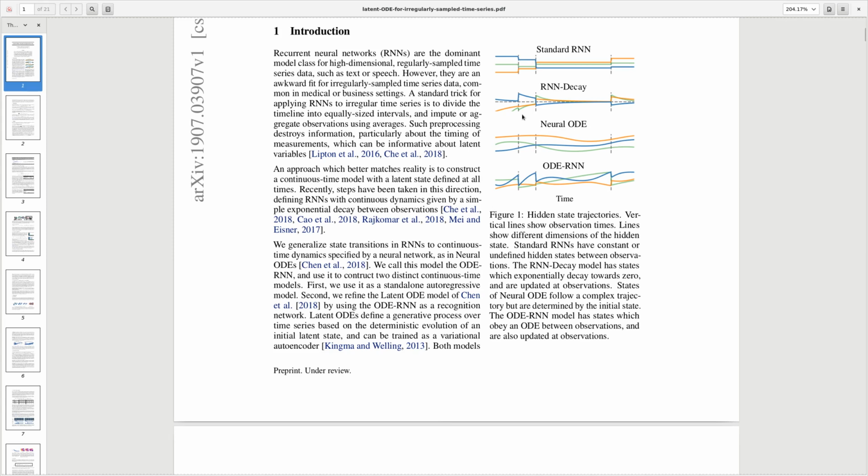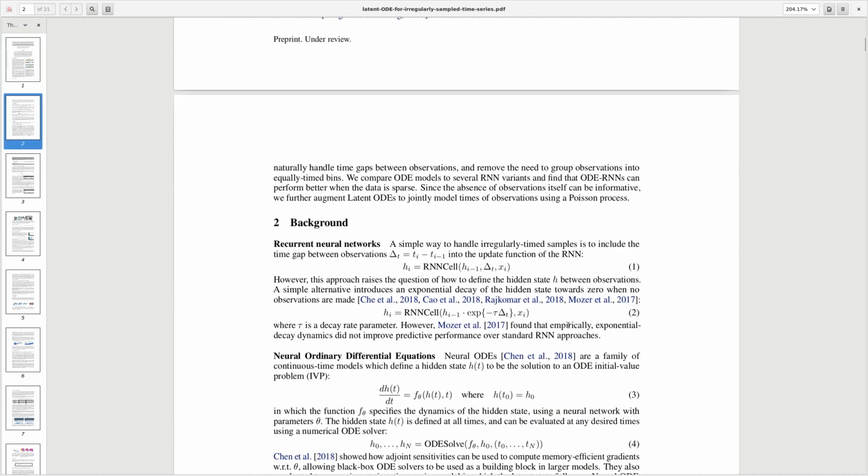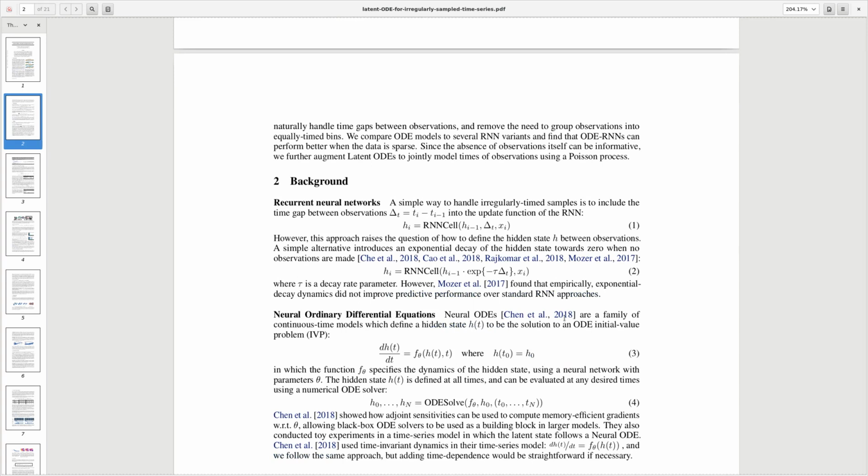Okay, standard RNNs have these state jumps. RNN decay has exponential decay of states to some sort of mean around zero. Neural ODEs look very continuous, but ODE-RNNs have these discrete jumps, and in between the jumps they obey some sort of model, as they say here. The model has states which obey an ODE between observations and are also updated at the observations, so the jumps are the updates. It naturally handles the time gaps between observations and removes the need to group observations into equally timed bins.